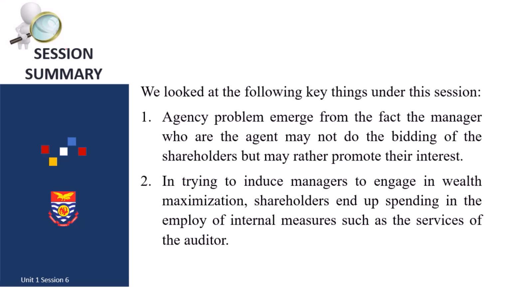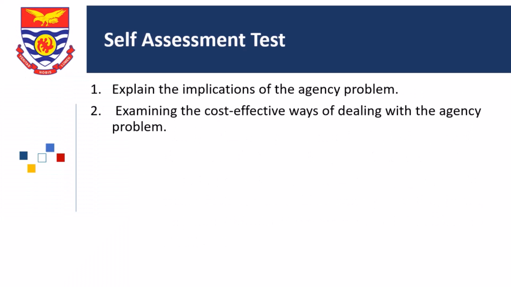We've looked at the following key things. One, agency problem emerges from the fact that managers, who are the agents, may not do the bidding of the shareholders, but may rather promote their own interests. In trying to induce managers to engage in wealth maximization, shareholders end up spending on internal measures such as the work of the auditor. In trying to mitigate agency problem, they incur agency costs.